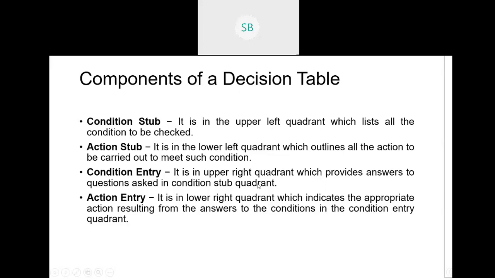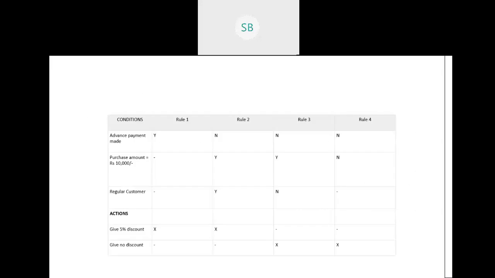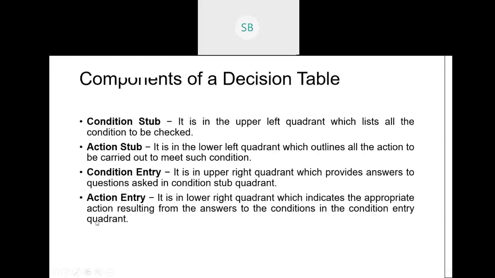Next is the condition entry. It is the upper right quadrant which provides answers to the questions asked in the condition stub quadrant. So basically there are some rules in decision tables. Suppose we have these conditions like advance payment made. Rule number 1, and there are certain rules where yes, and others are no. So these are all the conditions, whether they are met or not. Let's go back again. Based on the condition entry, we'll get the action entry.